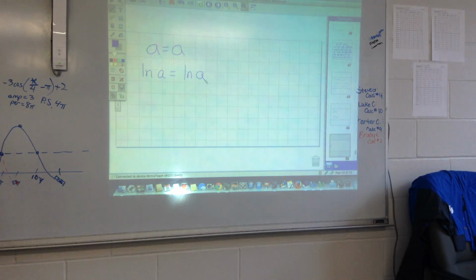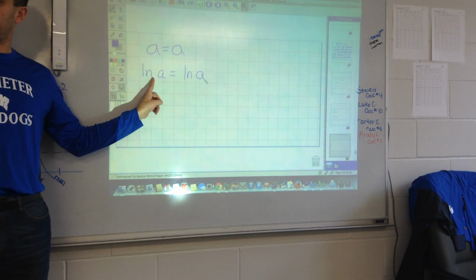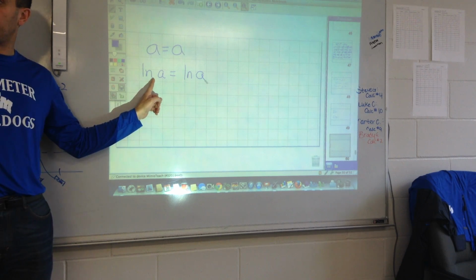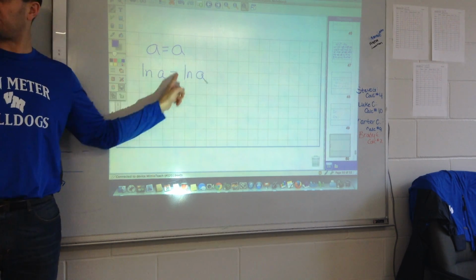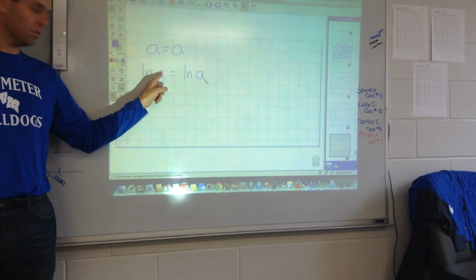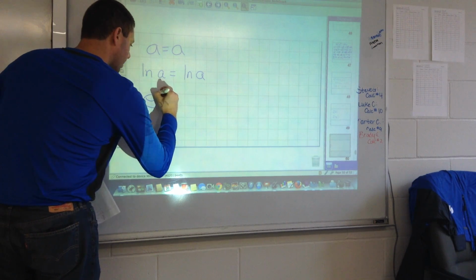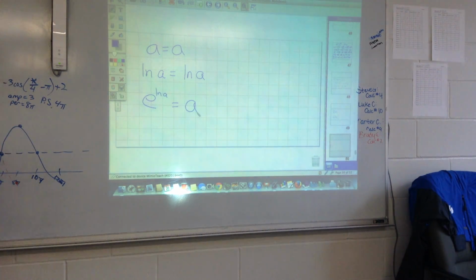Now I'm going to change forms. What's the little base right here? E. And you take that little base and you raise it to what? Careful. You raise it to the right side, the equals side. So e to the ln a equals a. I'm changing forms now. e to the ln of a would equal a. That's changing from logarithmic form to exponential form.